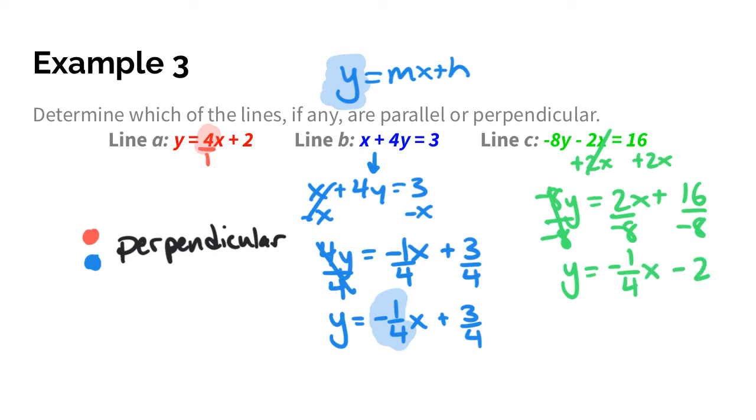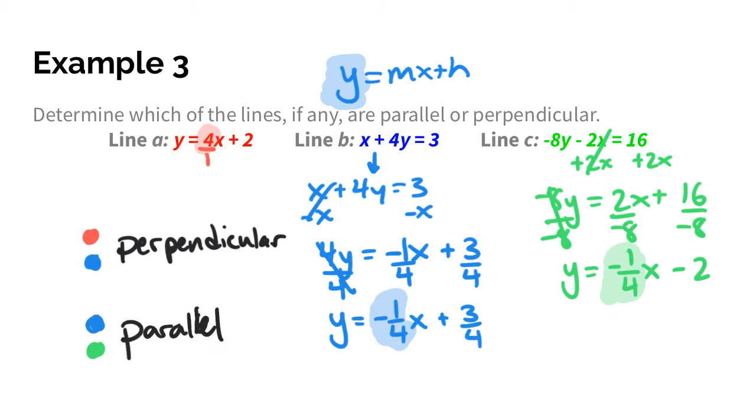So again, considering the slope here, -1/4 x. Well, notice, hey, that's the same as the blue line. Yay! So that means the blue line and the green line, line C, we know that those are going to be parallel, because they're the same slope.